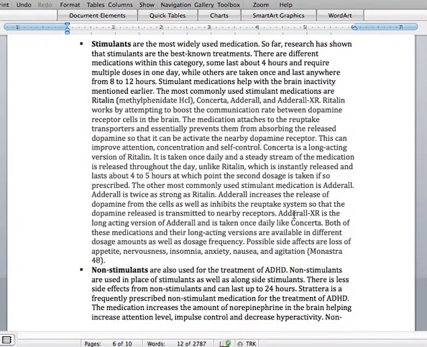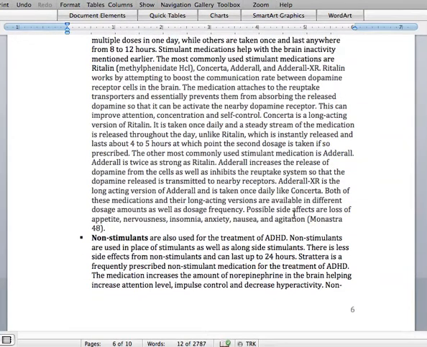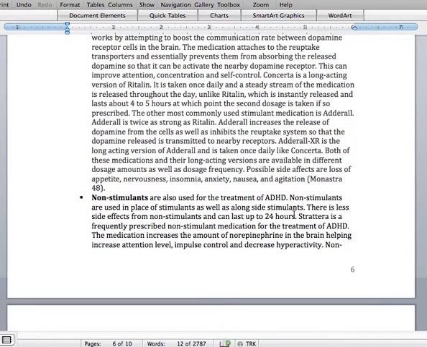Another commonly used stimulant medication is Adderall. Adderall is twice as strong as Ritalin. The reason it's stronger is because it has two kinds of medicine in it. It does the same thing as Ritalin, as well as releasing dopamine from the cells. This increases how much dopamine is released and also how much dopamine is being transported across the cells. This would help with things like attention and focus. Side effects include loss of appetite, nervousness, insomnia, anxiety, nausea, and similar symptoms.